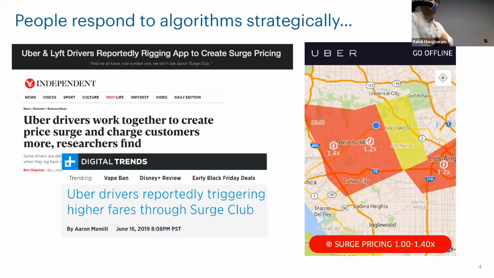So this is one of my favorite toy examples, which is about how people respond to algorithmic decision-making in a very strategic way. This is a phenomenon known as Surge Club, which happens on Uber and Lyft and ride sharing, where drivers will work together to manipulate the surge pricing algorithm. What they do is they'll go to a certain part of the city, turn off their app all at the same time to drive up the surge in that location. The surge pricing algorithm will notice that it's lost a supply of drivers, surge the price there, and then the drivers will turn on their apps and collect the higher surge price. So to me, this is just a case of the complex strategic behaviors that algorithms have to deal with when they're actually deployed in the real world.